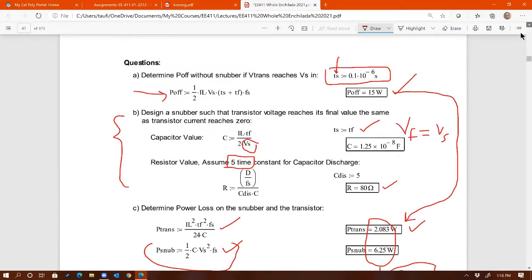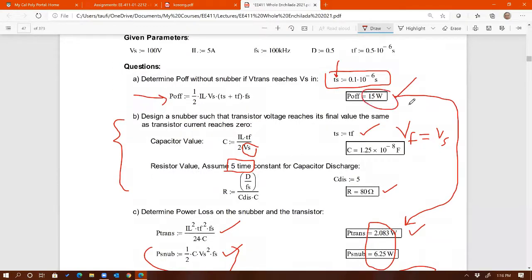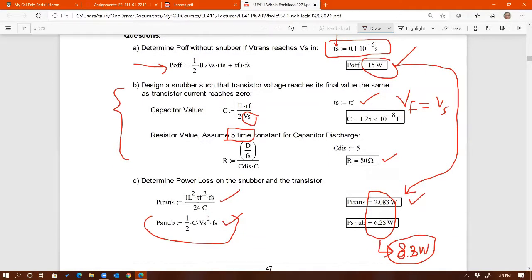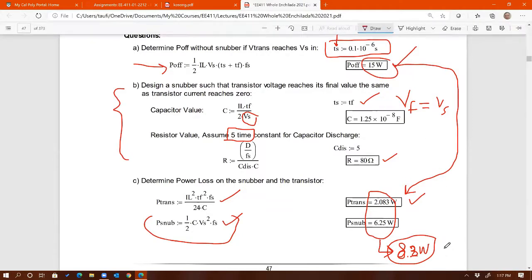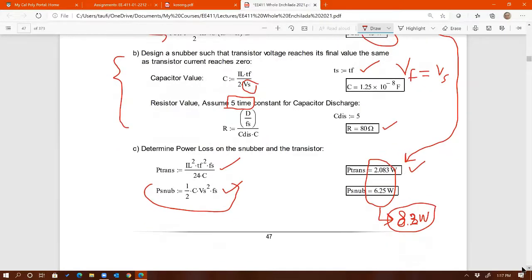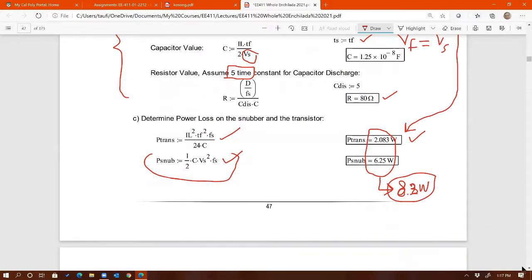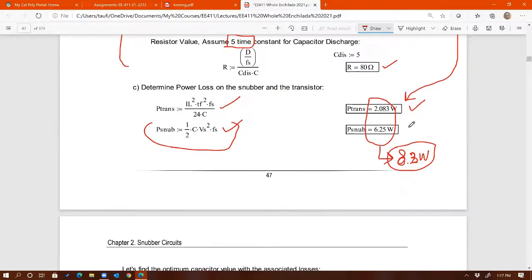That's still less than 15 watts, right? So that's good still. That's still good, right? You improve the efficiency by lowering the power loss from 15 watts to 8.3 watts after you add the snubber. Okay, so that's still good. Can we do better than this? Yes, remember, we have optimum size of the capacitance. Right? Look at what happens here.